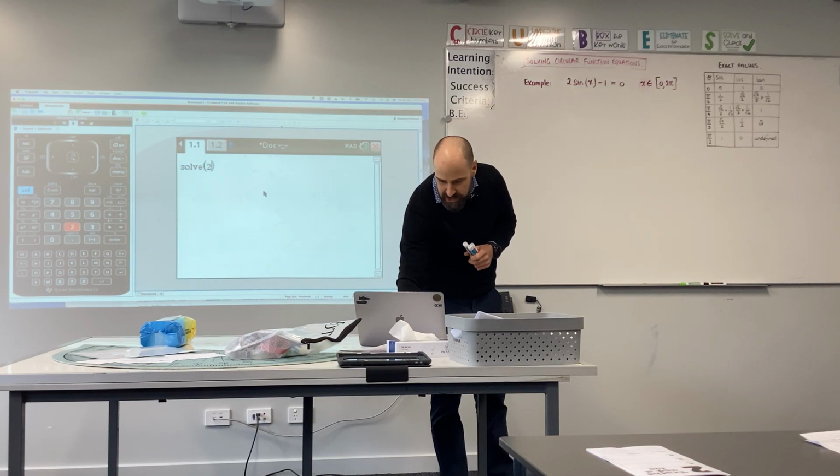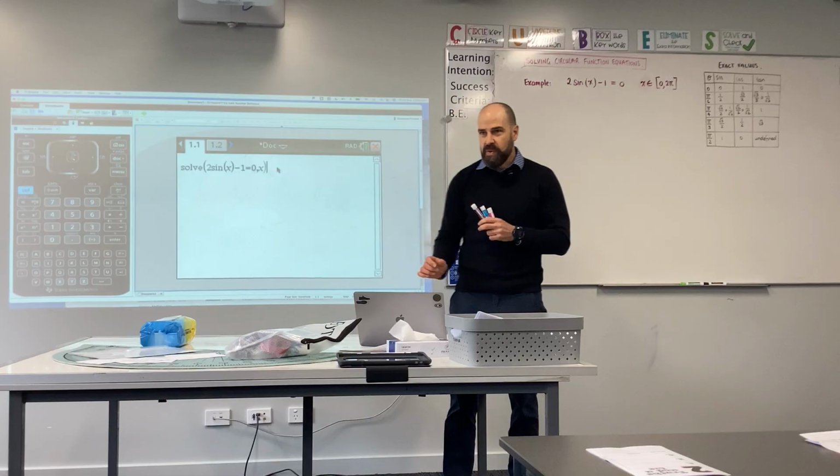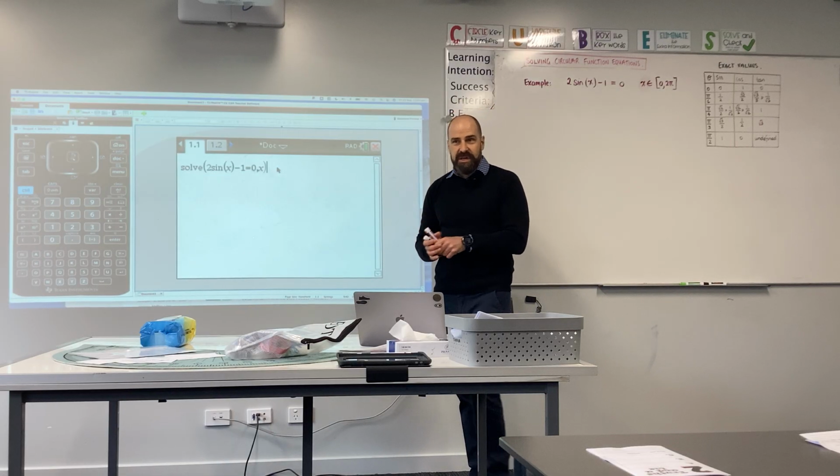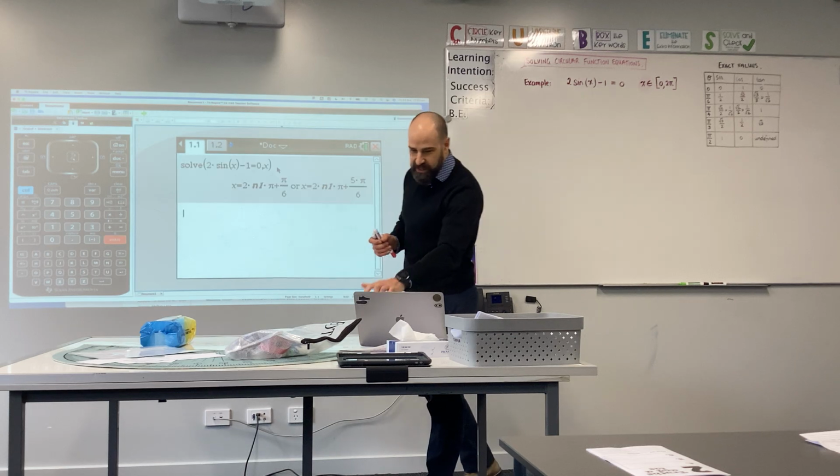Okay, and then we had 2 sine x minus 1 equals 0. And we want to find out what x is. And then that shouldn't have a z there. I don't know what I did. Cool? This is not going to work yet. We have to add something extra. Let me just show you what it looks like.